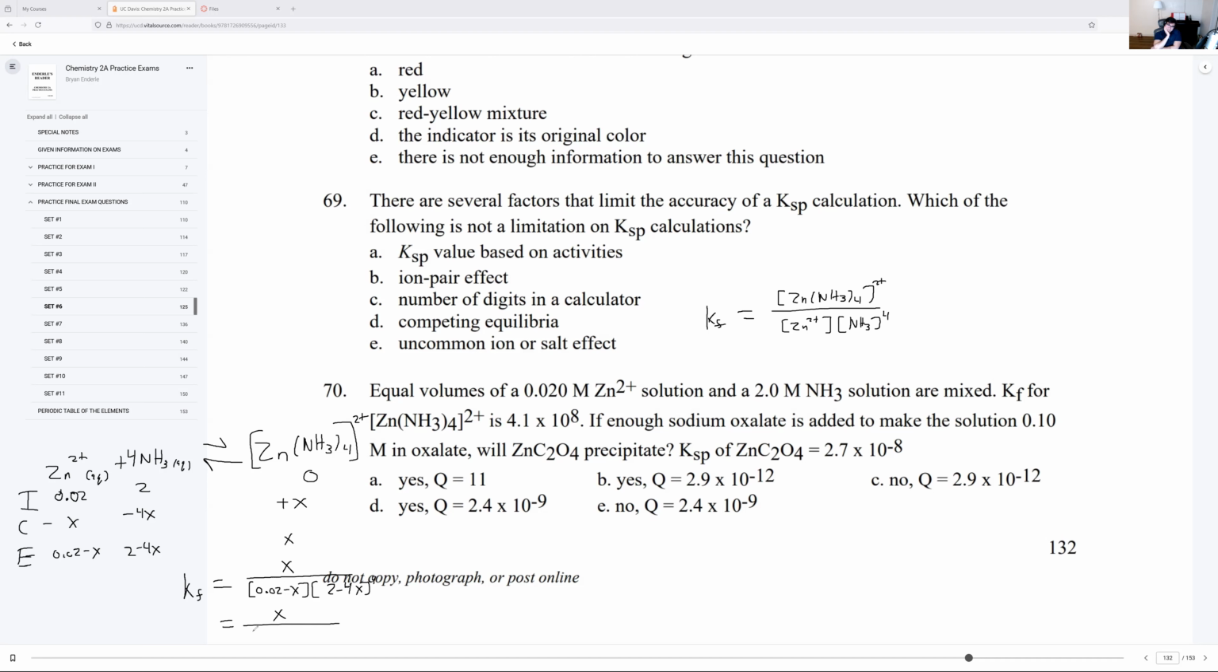I mean, if you make the assumption for just the 2 minus 4x, it's fine. But I don't know if it's going to be fine if we do the 0.02. I guess let's try it. So let's assume that x is much smaller than both of these, just to make life easy. What's KF? 4.1 times 10 to the 8th. And then you solve for x, right? Just multiply.